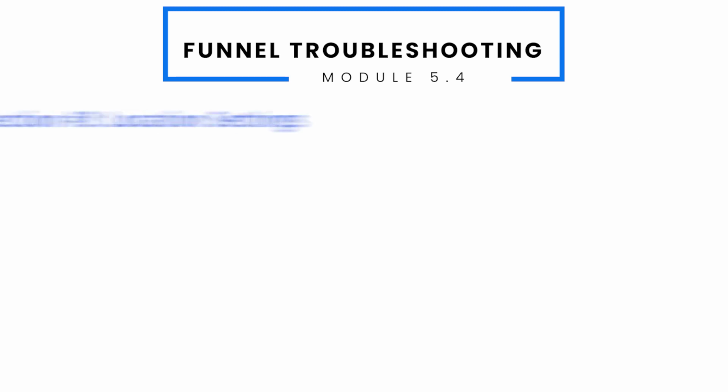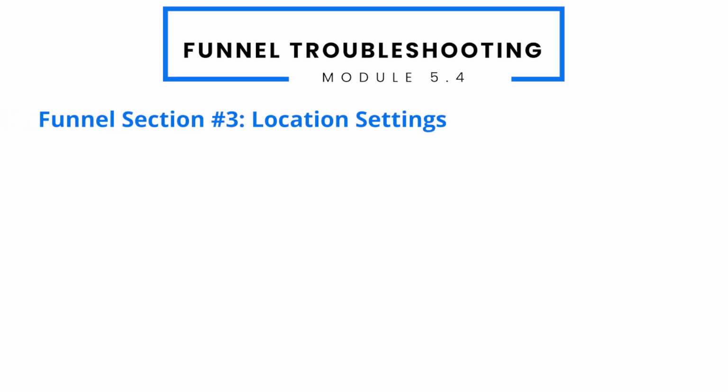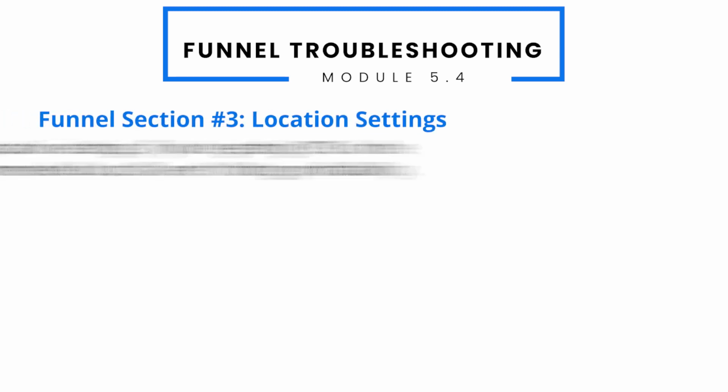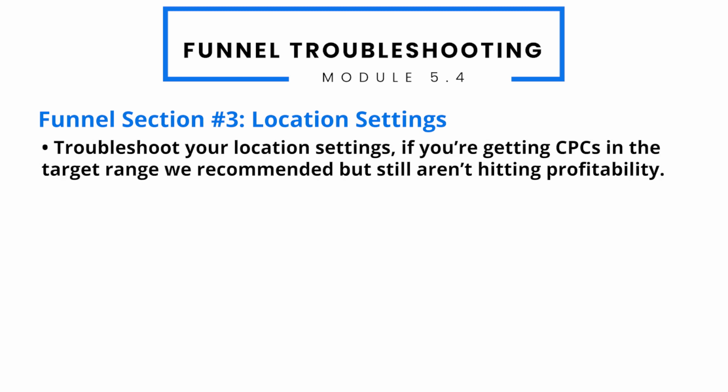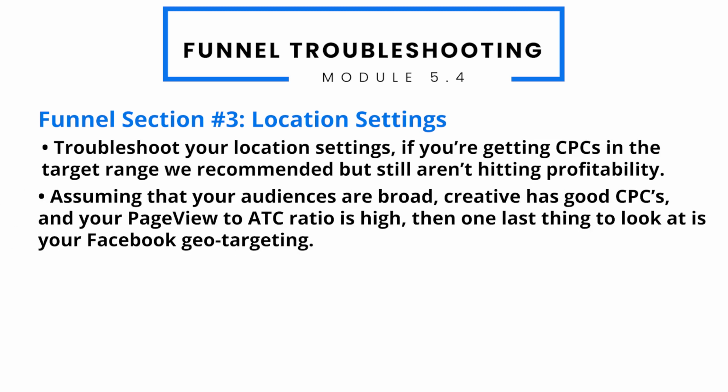And last but not least, we have funnel section number 3. Now I'd recommend to move on to troubleshooting your location settings if you're getting CPCs in the target range we recommended but still aren't hitting profitability. So funnel section number 3, location settings. Now assuming that your audiences are broad, your creative has very good CPCs, and your page view to add to cart ratio is also high, then one last thing to look at is your Facebook geo-targeting.